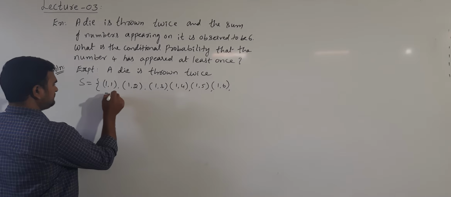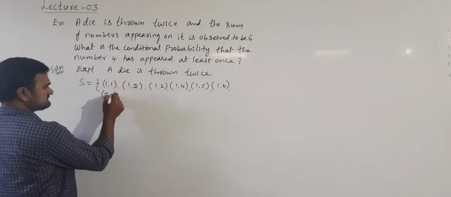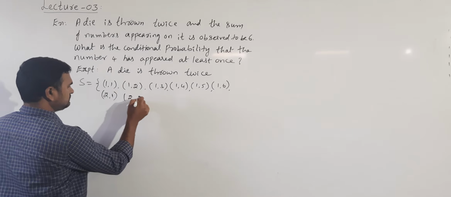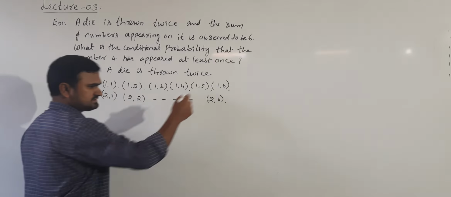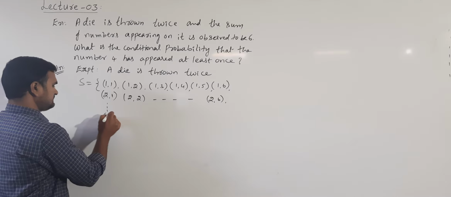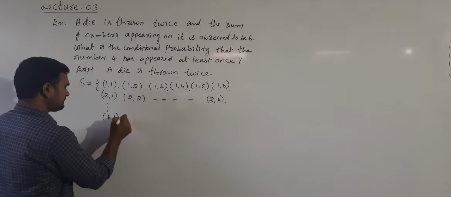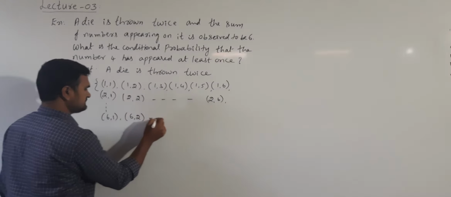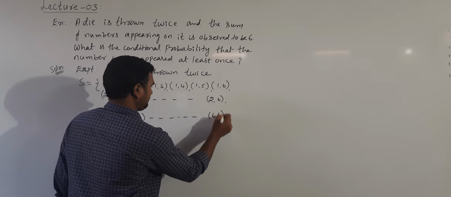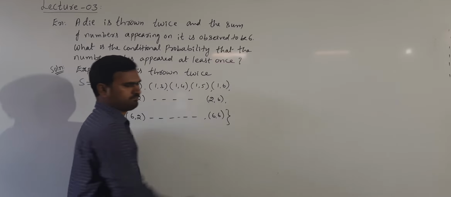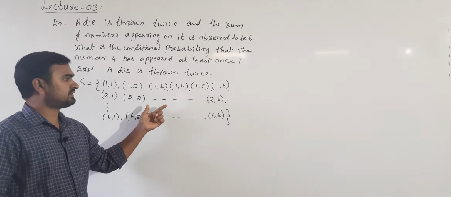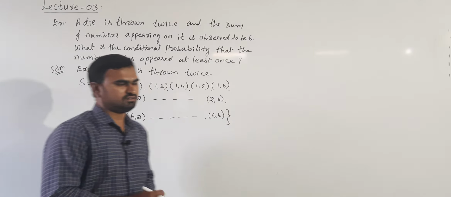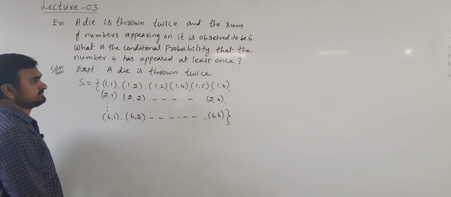Or it can be 2 1, first die is giving 2, second die is giving 1. Or 2 2 up to 2 6. Next 3 1, 3 2 up to 3 6, and so on, up to 6 1, 6 2 up to 6 6. So in the examination you have to write all the outcomes. Don't write dots in between. This is the sample space.